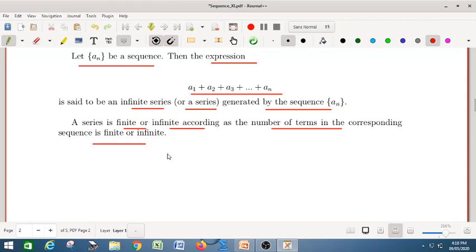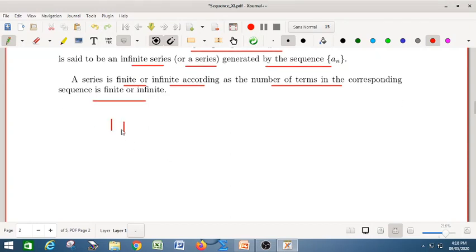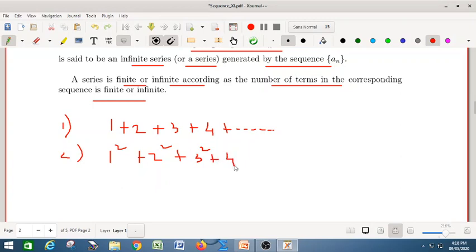Suppose, for example 1, 1 plus 2 plus 3 plus 4 plus and so on. This is a series. Also 1 squared plus 2 squared plus 3 squared plus 4 squared, and so on. This is also a series.